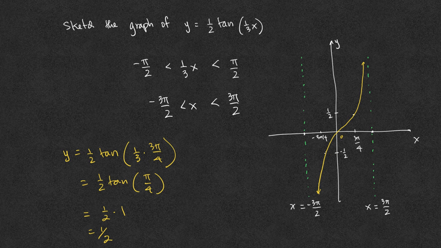This is only one of the many cycles of 1/2 tangent of 1/3 x. If we want another complete cycle, then we just simply copy this graph into another interval of the same length. An important observation here is that the graph of this function is similar to the graph of tangent of x. What makes a difference is the labeling.